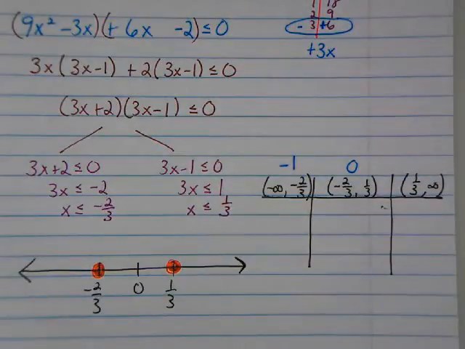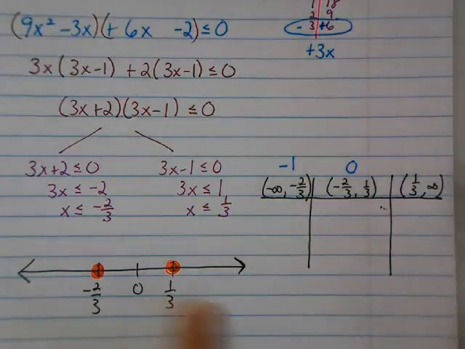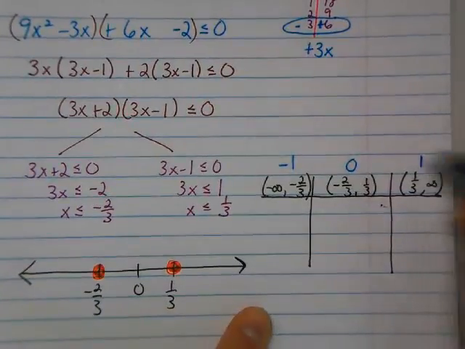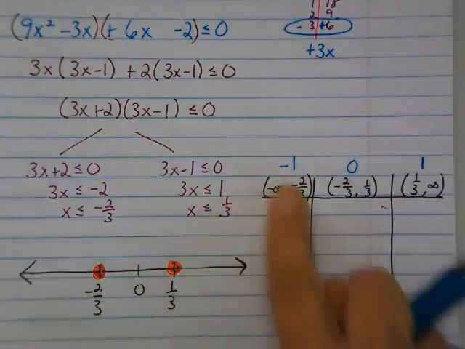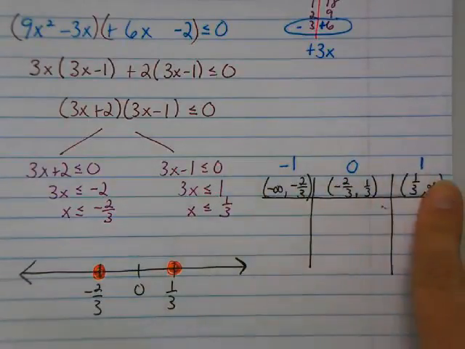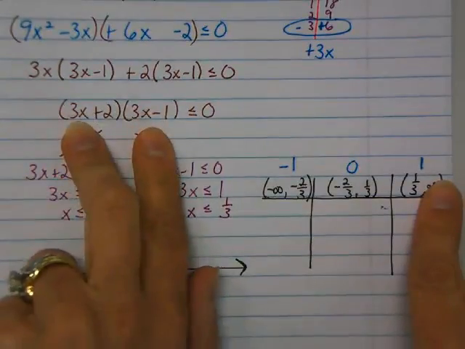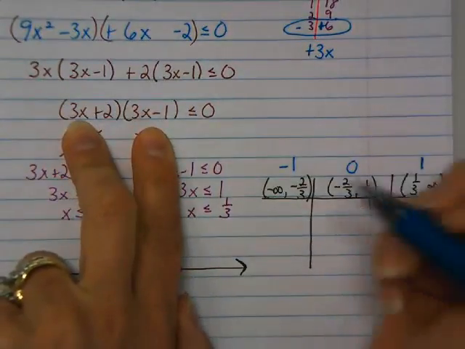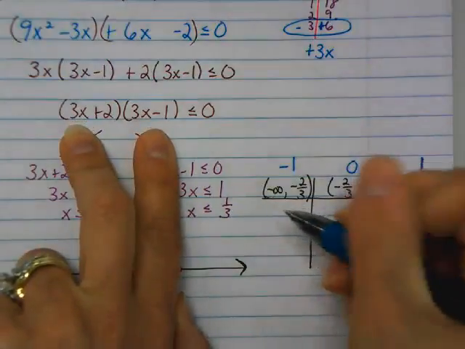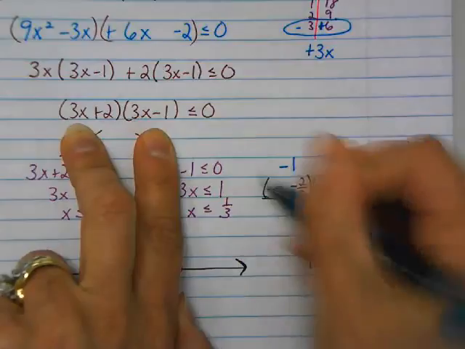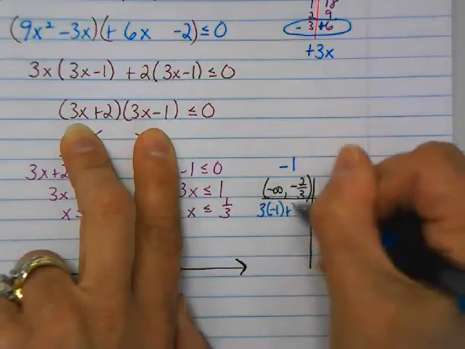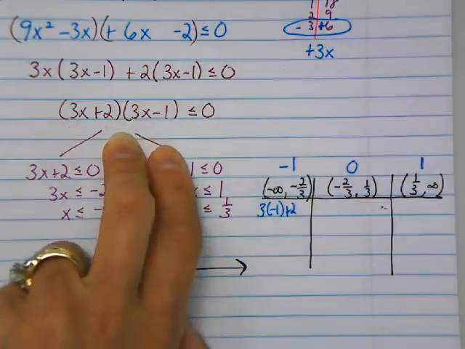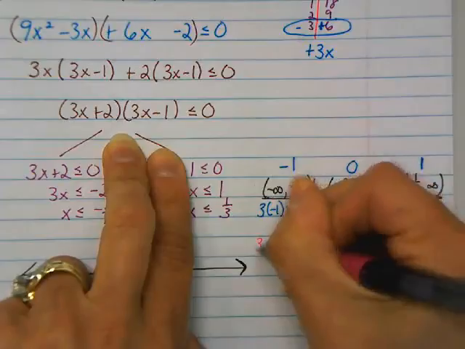Now find a number between 1/3 and infinity. And I hope you said 1. Alright, let's test these. Where do I put them to test them? They're going to go into these factors. And remember, I don't care about the result, I just care if it's positive or negative. So you guys don't even have to write down what I'm doing. You don't even have to put 3 times negative 1 plus 2. If you can do it in your head, 3 times negative 1 minus 1.